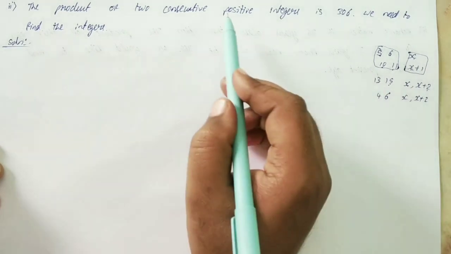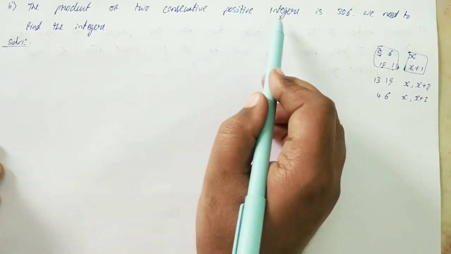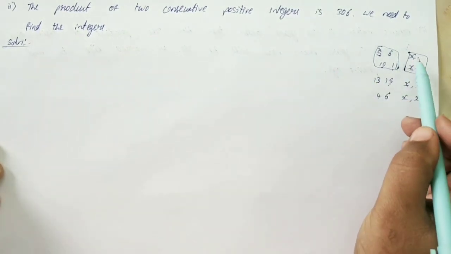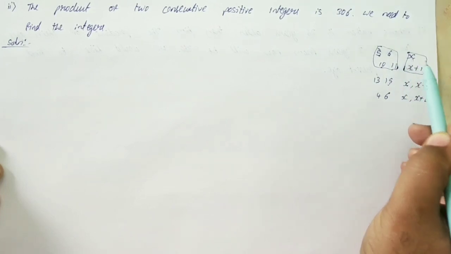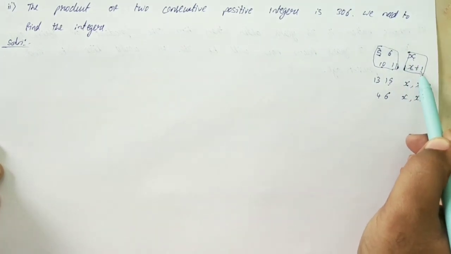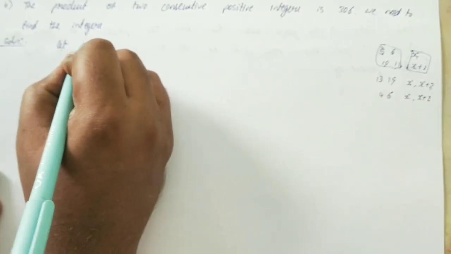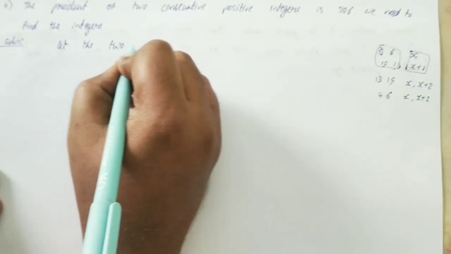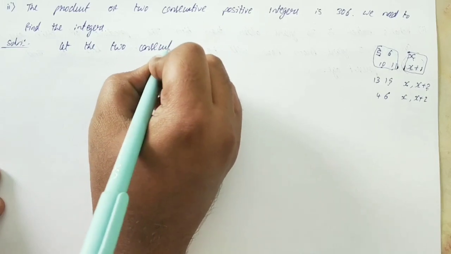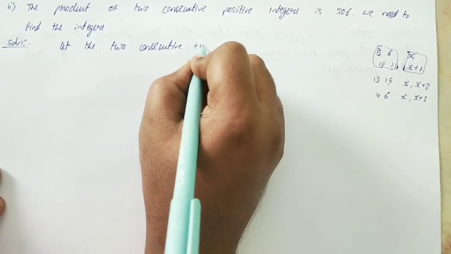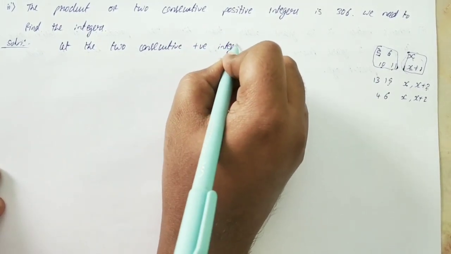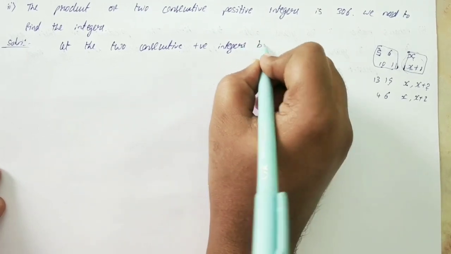So here we are talking about consecutive positive integers. Since we are talking about integers, if one number is x, then the other number will be x plus 1, right? So we have to take this one. So let the two consecutive positive integers be x and x plus 1, right?